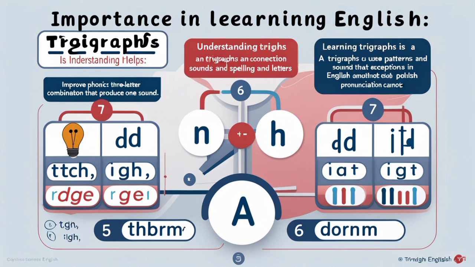So, the next time you read a word like light, watch, or bridge, you'll instantly recognize the trigraph inside it, and you'll know exactly how to pronounce and spell it correctly. Remember, 3 letters, 1 sound, that's the power of a trigraph.